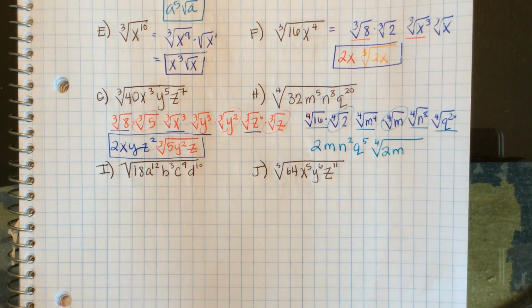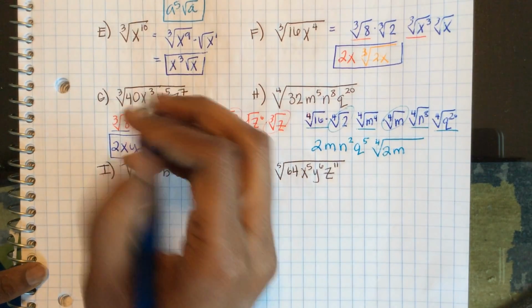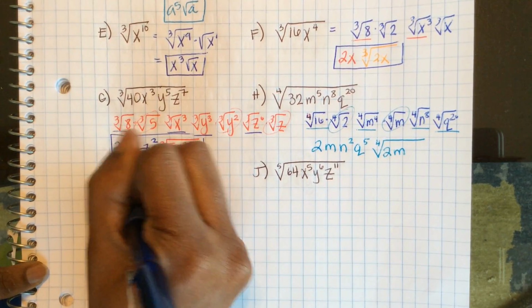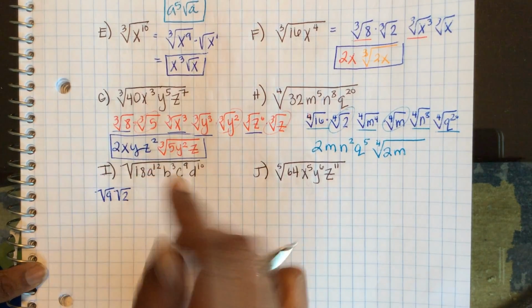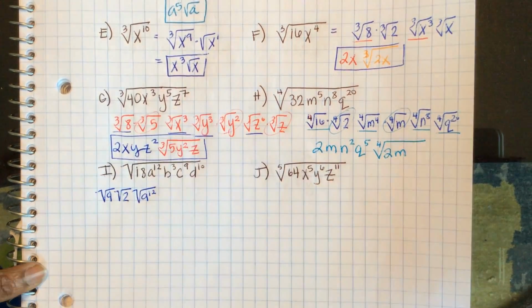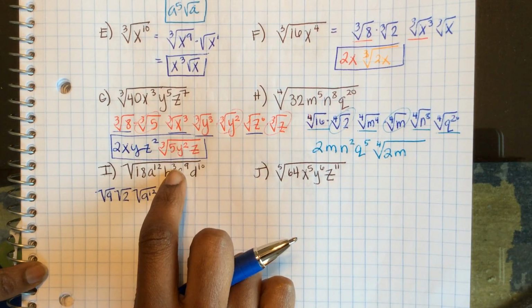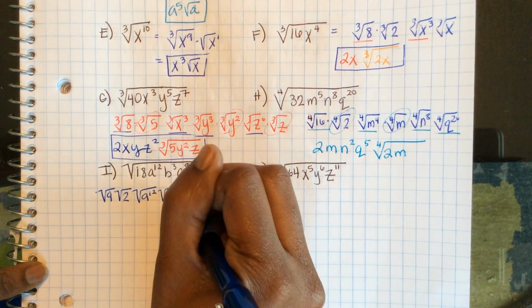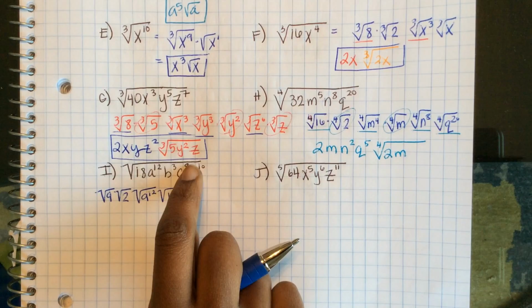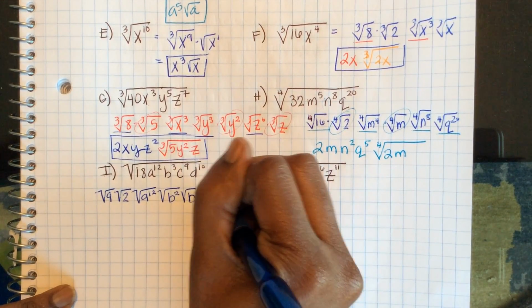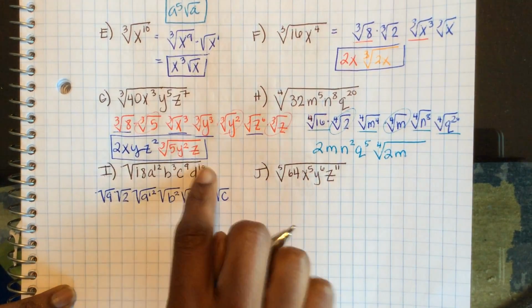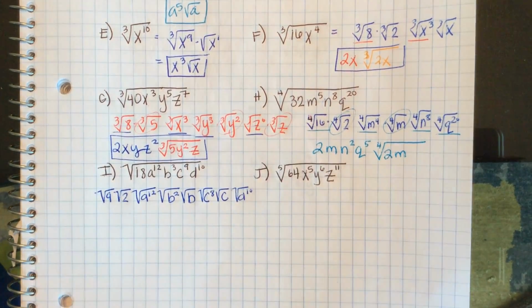Okay, letter I, square root of 18, a to the 12th, b to the 3rd, c to the 9th, d to the 10th. Okay, I'm factoring out perfect squares because it's a square root. So that's 9 times 2. Okay, a to the 12th is its own perfect square, so I'm going to leave it. Now b to the 3rd, I'm going to factor out a b squared times b. C to the 9th, I'm going to factor out a c to the 8th times c. And then d to the 10th is a perfect square.